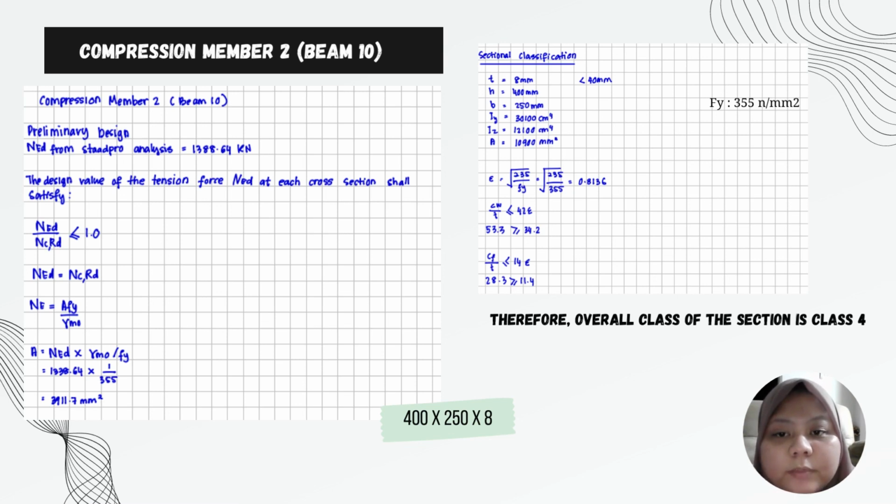Okay, this is compression member 2. Preliminary design NED from step 4 analysis, we got 1388.69 kilonewton. The design value of the force NED at each cross section shall satisfy NED over NCRD. For the area, we got 3911.7 millimeter square. And then we go to the sectional classification. The overall class of the section is class 4.